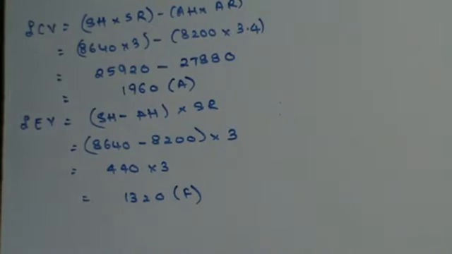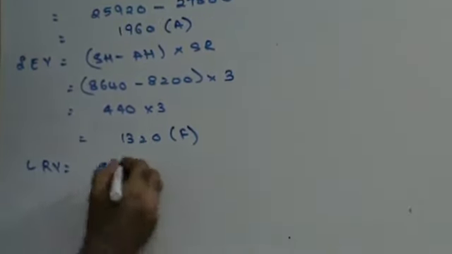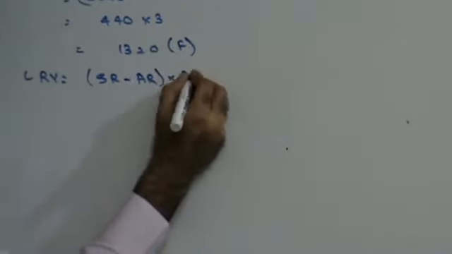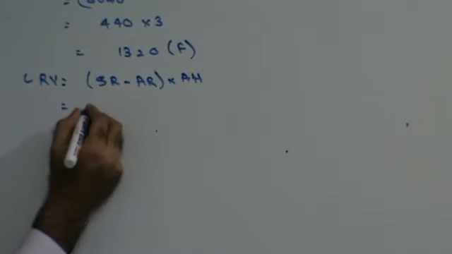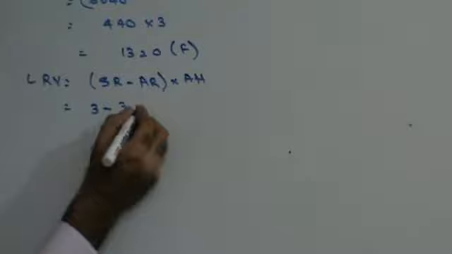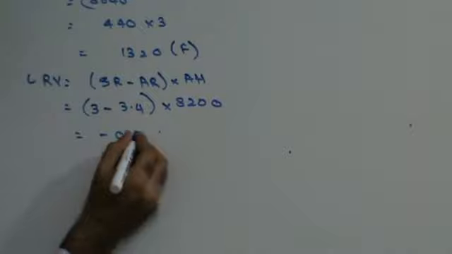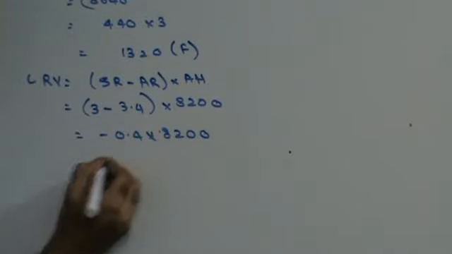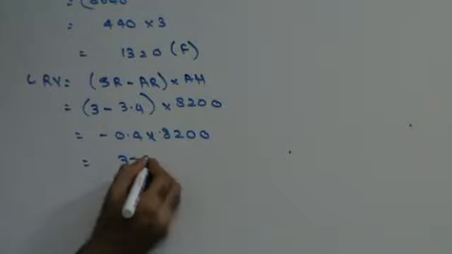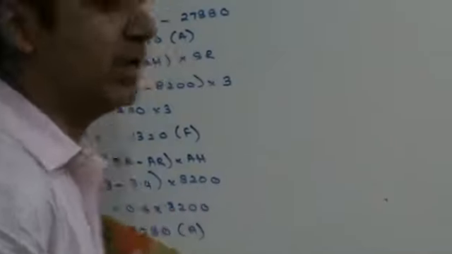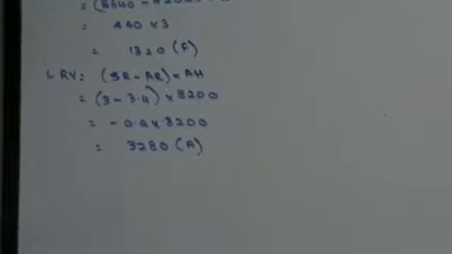The third thing, labor rate variance. Labor rate variance is standard rate minus actual rate into actual hours. Standard rate is 3 minus actual rate 3.4 into actual hours 8,200, negative 0.4 into 8,200. Someone please tell me how much is this? 3280 negative, therefore you will write A, adverse. Right? Simple, straightforward sum. All you have to make sure is that your table is right. Then substitute in the formula and you will get your answer.